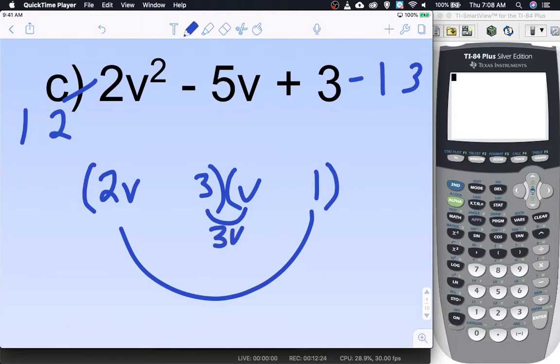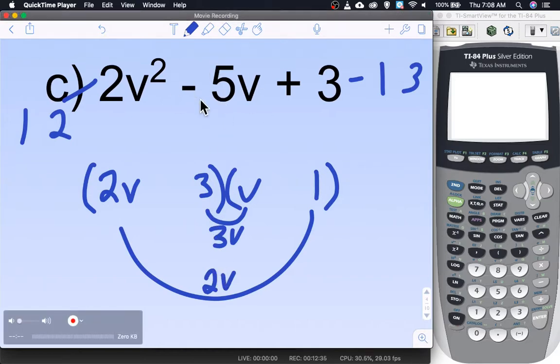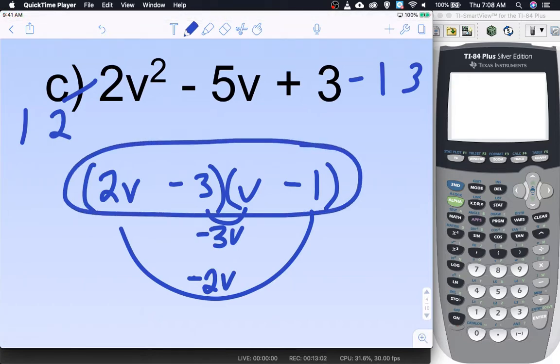3v, 1v. Again, I need, let's multiply better. 2v, there we go. We need our middle term to work out to be a -5, so these would both need to be negative, which makes this a -3 here and a -1 there. So now we have our first terms work, our middle terms, -3 and -2 combines to give us a -5. Check. -3 times -1 is +3, and we have ourselves the answer.